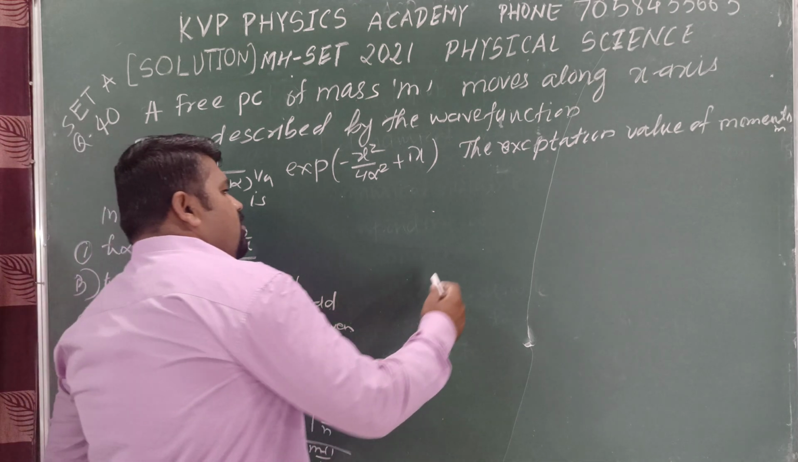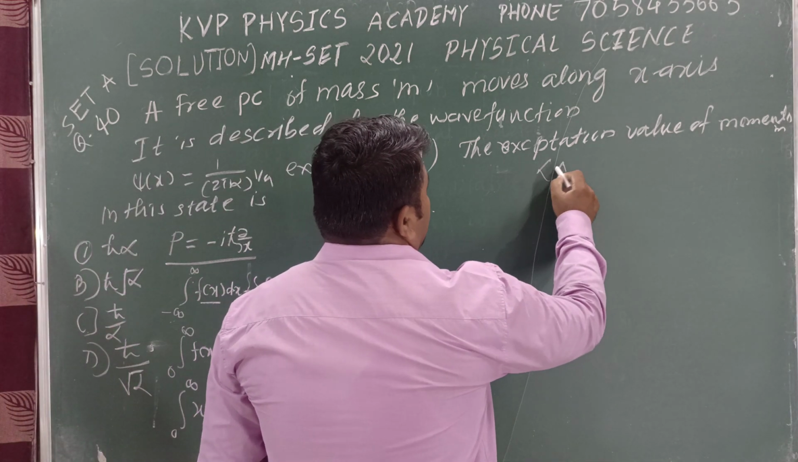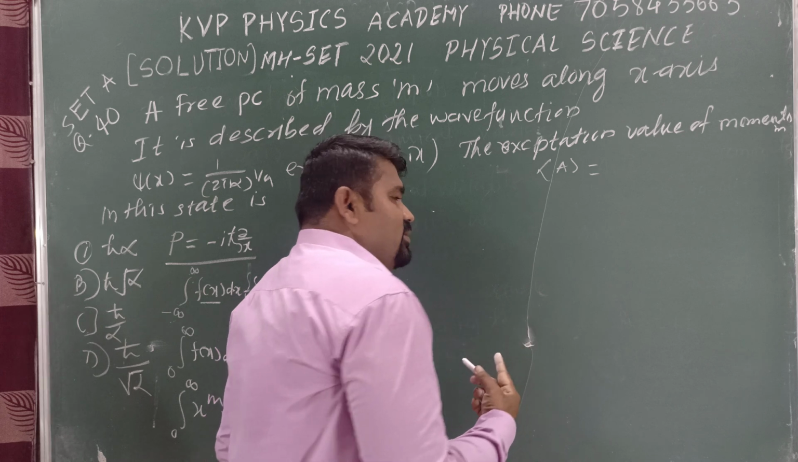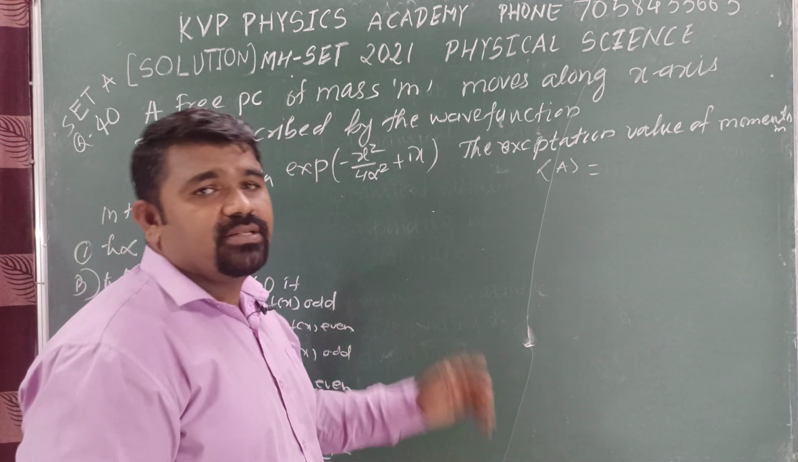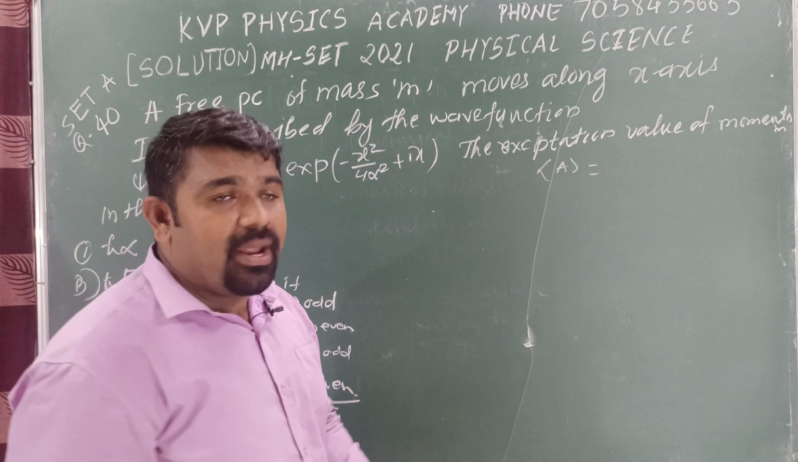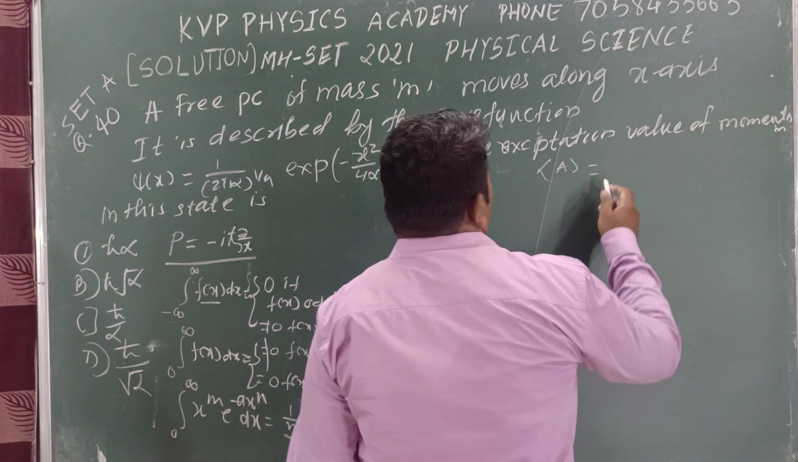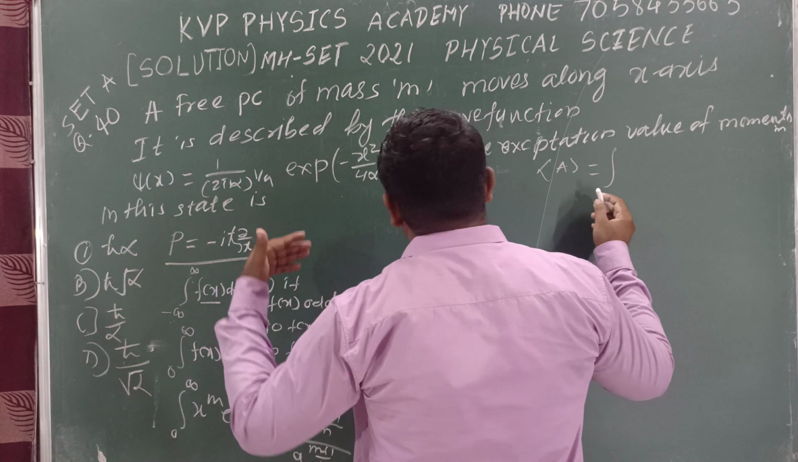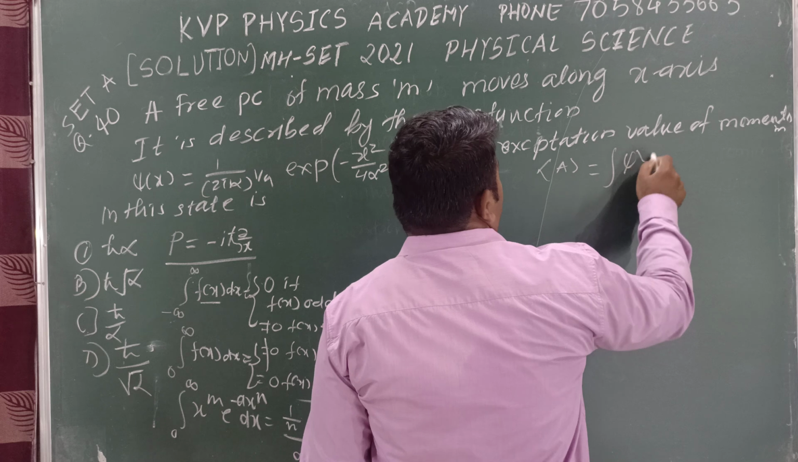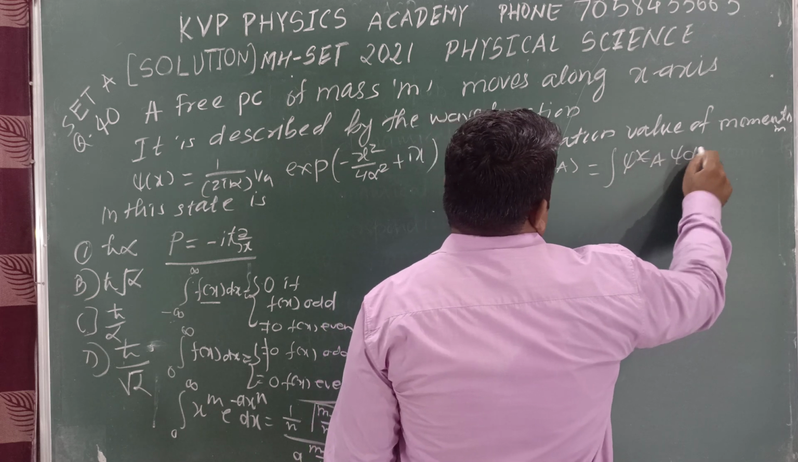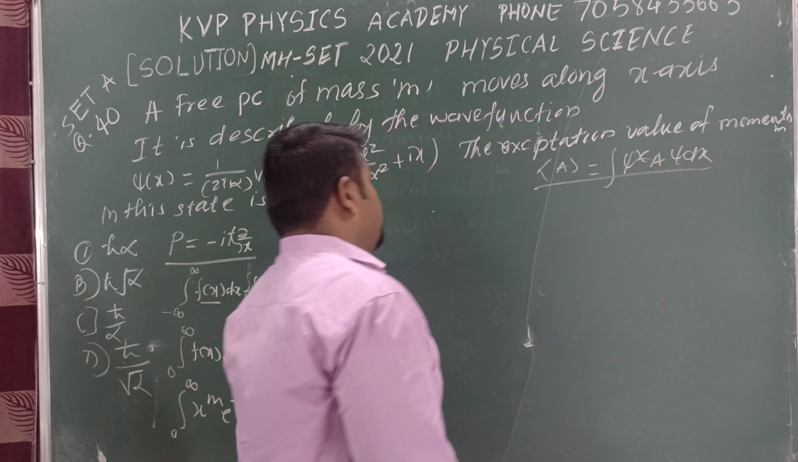Now we know that to find any expectation value of A, we can use two methods: the integration method and the bracket method. In the last problem we used the bracket method, but here there is no need for it. Here we can use the integration method: the integral of ψ* A ψ dx.